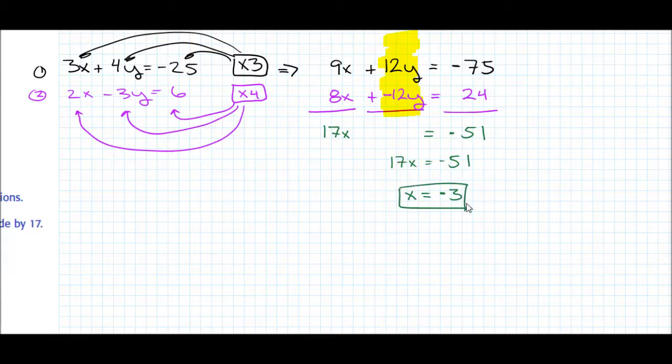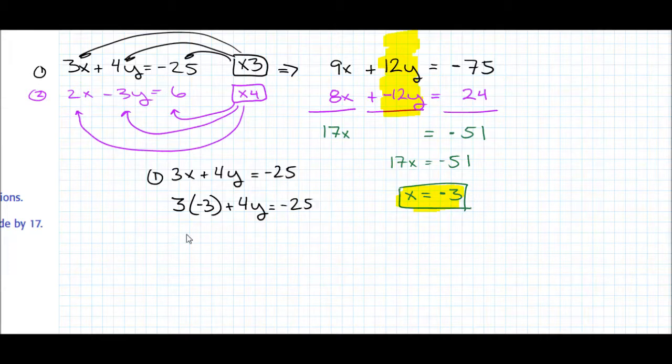Okay, we're not done. We've got to plug the x value we just solved for into one of the equations. I'm going to use equation 1, so I'm going to rewrite it right here: 3x plus 4y equals negative 25. I'm going to substitute in the x of negative 3. So 3 times negative 3 plus 4y equals negative 25. Simplify, and I get negative 9 plus 4y equals negative 25.